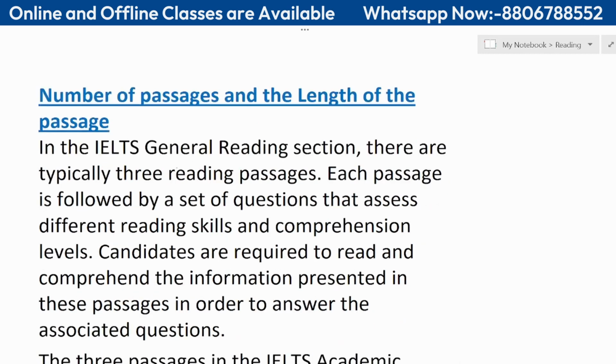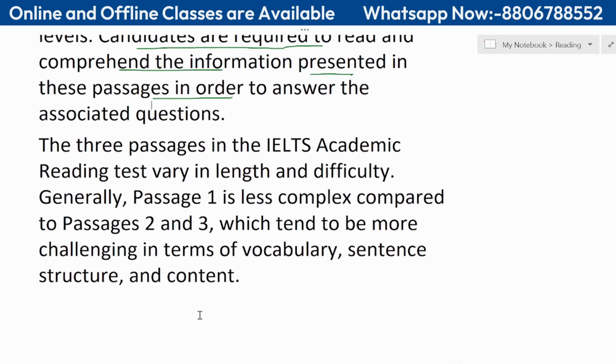In the IELTS General Reading section, there are typically 3 reading passages. Each passage is followed by a set of questions that assesses different reading skills and comprehension levels. Candidates are required to read and comprehend the information presented in these passages in order to answer the associated questions. The 3 passages in the IELTS reading test vary in length and difficulty. Generally, passage 1 is less complex compared to passages 2 and 3, which tend to be more challenging in terms of vocabulary, sentence structure, and content.